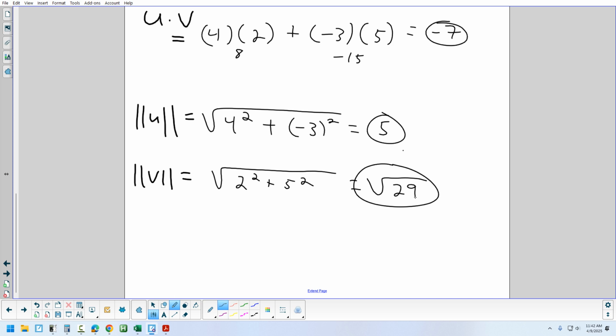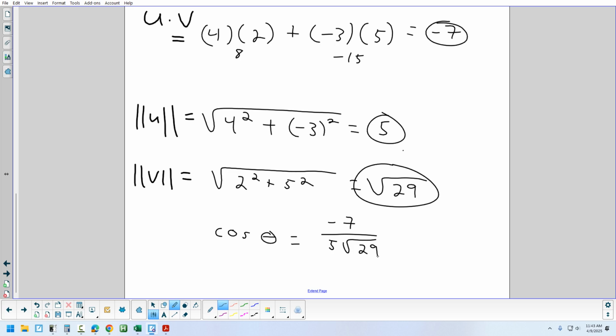What trig function was this formula equal to? Cosine, because it comes from law of cosines. So, cosine theta equals, and what was in the top? U dot V, which is -7. So the dot product is in the top. And what's in the bottom? 5 times square root of 29, the product of the magnitudes. Now, that's not the angle, that's the cosine of your angle.